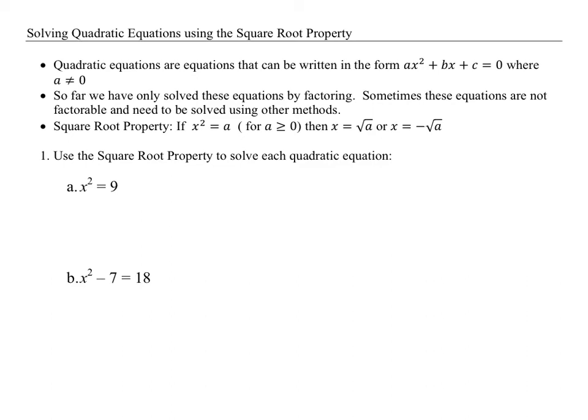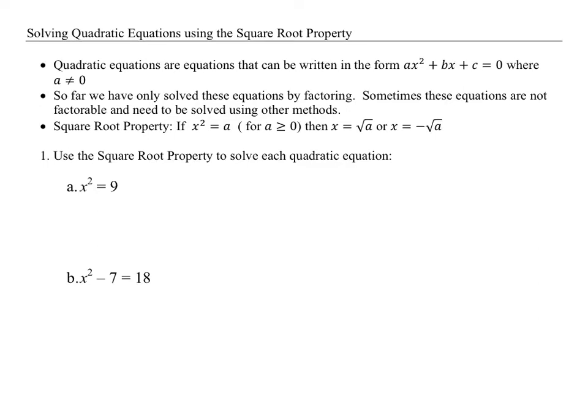This lesson is called Solving Quadratic Equations Using the Square Root Property. So far, we've talked about solving quadratic equations by factoring. You set it equal to 0, factored, and then used the zero property. So far, we've had just equations that work that way. But the square root property allows us to solve quadratic equations that are not factorable. So let's go for it.